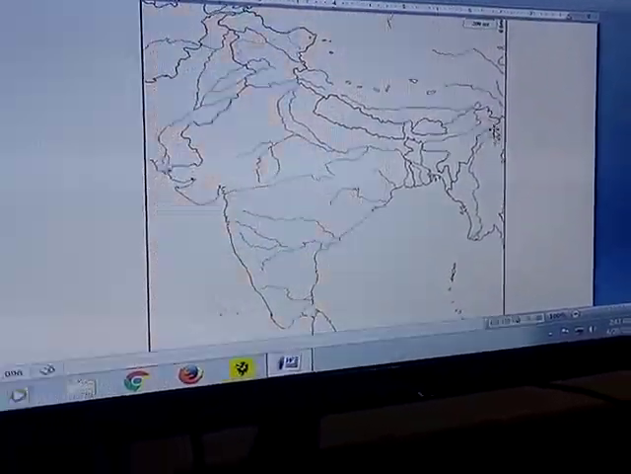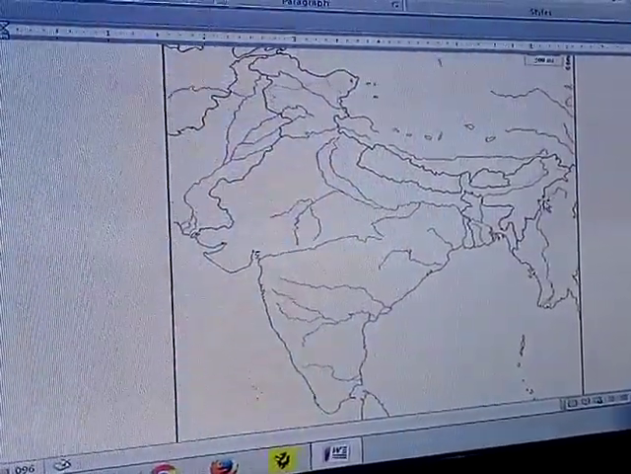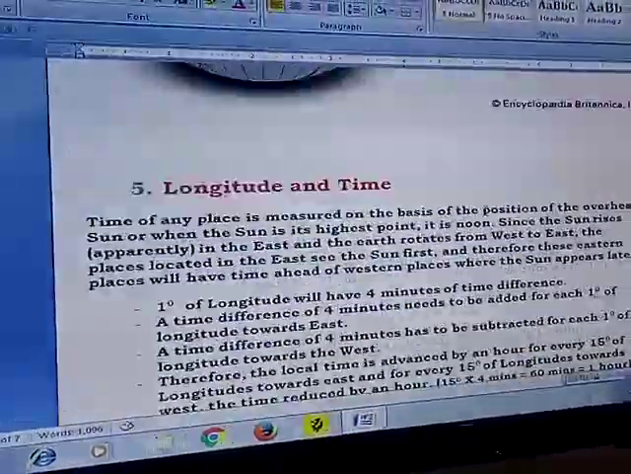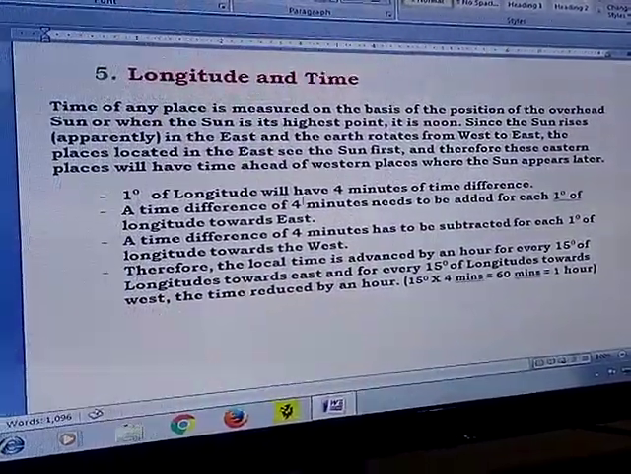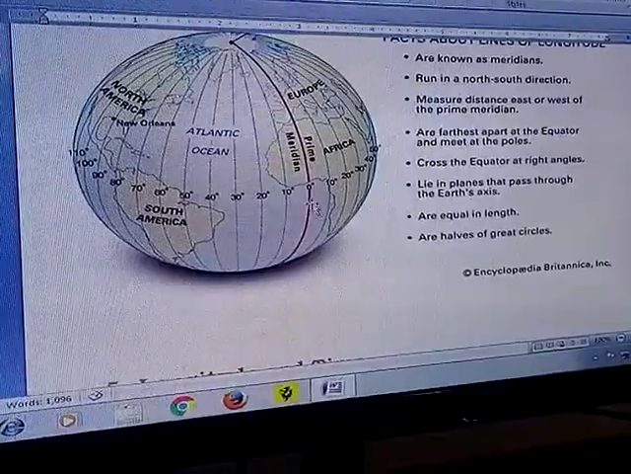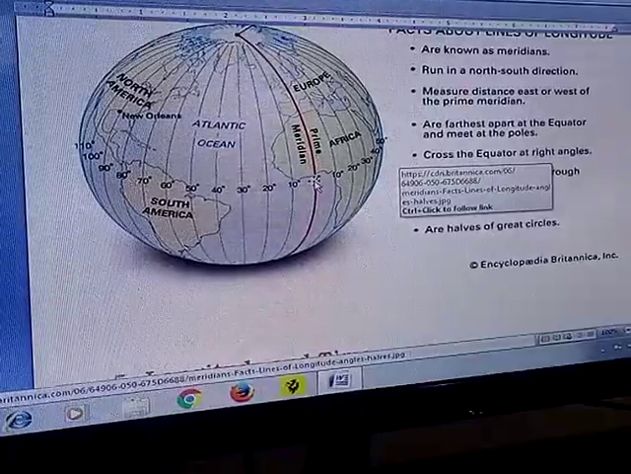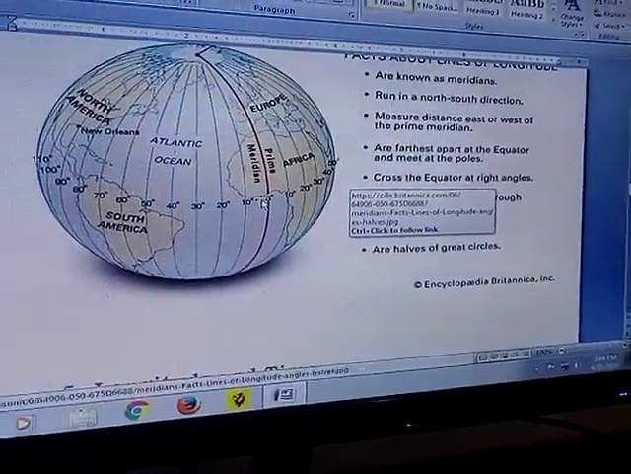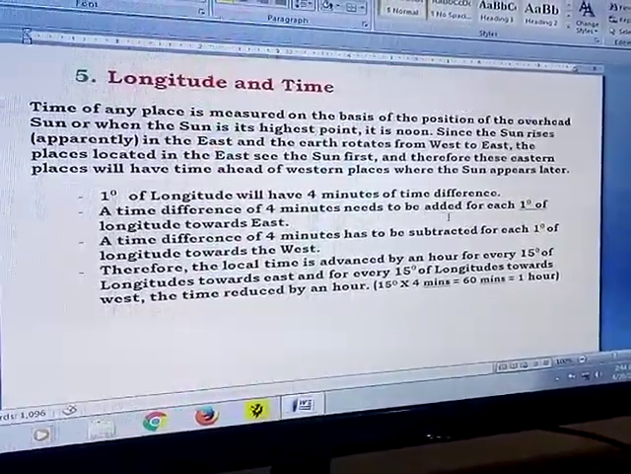Otherwise, between the easternmost part and the westernmost part, there would be an actual time difference of 2 hours. How and why, we'll just know right now. Each 1 degree of longitude has 4 minutes of time difference. You may be confused about what I'm talking about. Suppose 0 degree. From 0 degree to 1 degree is coming to the west. So between 0 degree and 1 degree, the earth takes 4 minutes to cover it. That's why we say each 1 degree of longitude has 4 minutes of time difference.